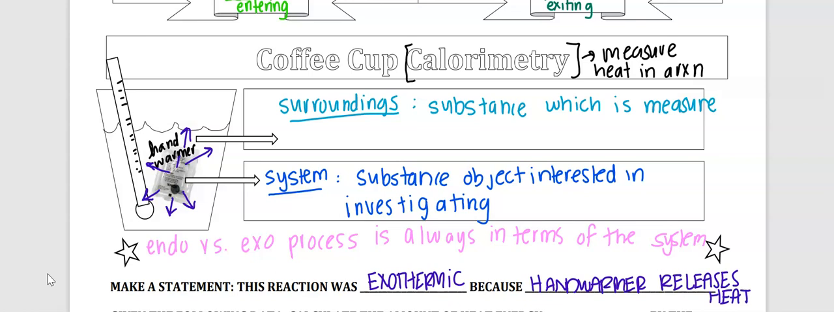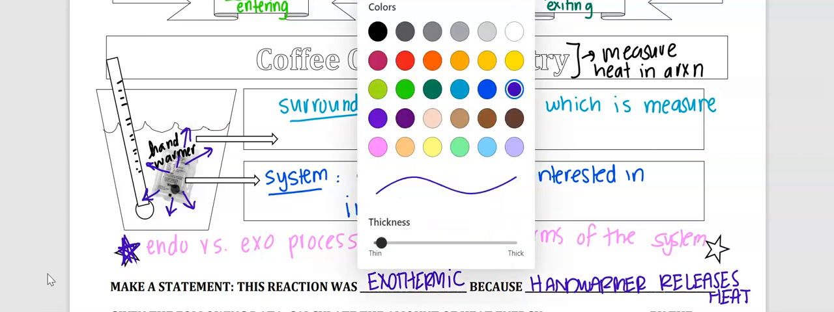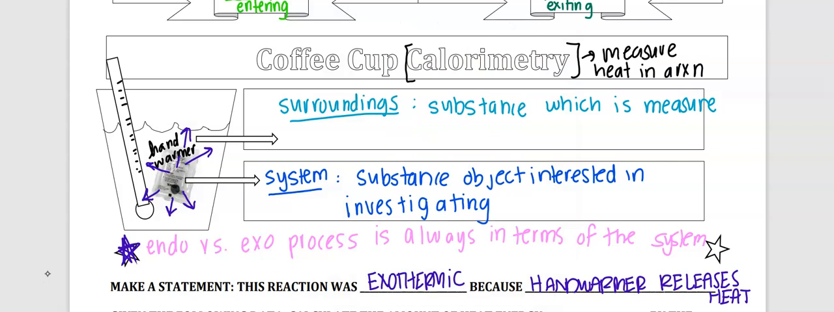And the reason we have to distinguish that it's in terms of the system, and the reason I took the effort to point that out to you, is because think about it this way. If the hand warmer is giving off heat, what is happening in the water? Is the water absorbing heat or is the water releasing heat? If the hand warmer gives off heat, then that means that the water is absorbing heat. So the water will absorb all of the heat energy that the hand warmer gives off. And so our water is endothermic, but our hand warmer, which is what we're interested in studying, is exothermic.